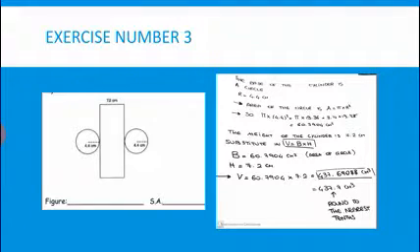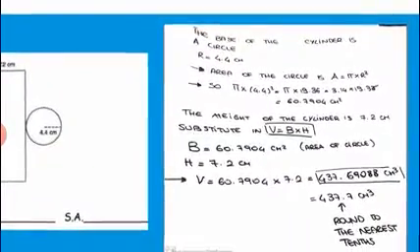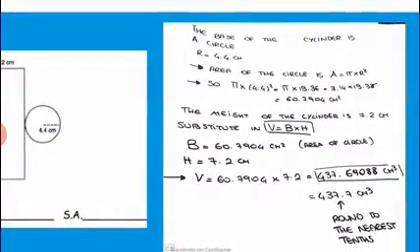times 19.36 is equal 60.7904. The height of the cylinder is 7.2.